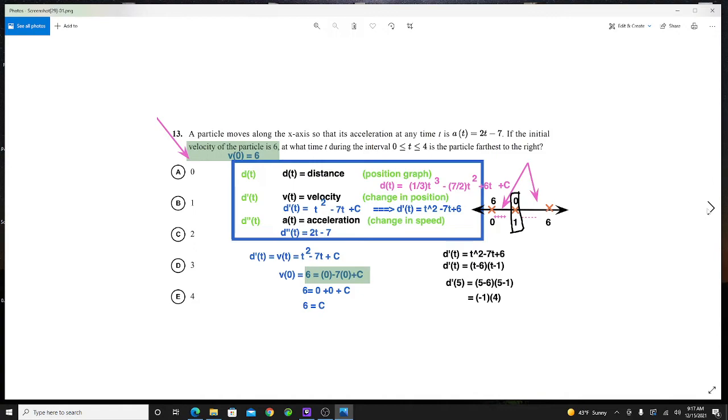Question number 13. A particle moves along the x-axis, so its acceleration at any time t, a of t, is 2t minus 7, and the initial velocity of the particle is 6. At what time t during the interval 0 to 4 is the particle farthest to the right? Well, what do you see here? I wanted to connect to hard science physics, so given the acceleration, I said that's the second derivative of the original position graph. So the antiderivative would be the velocity, and the antiderivative again would be the position.